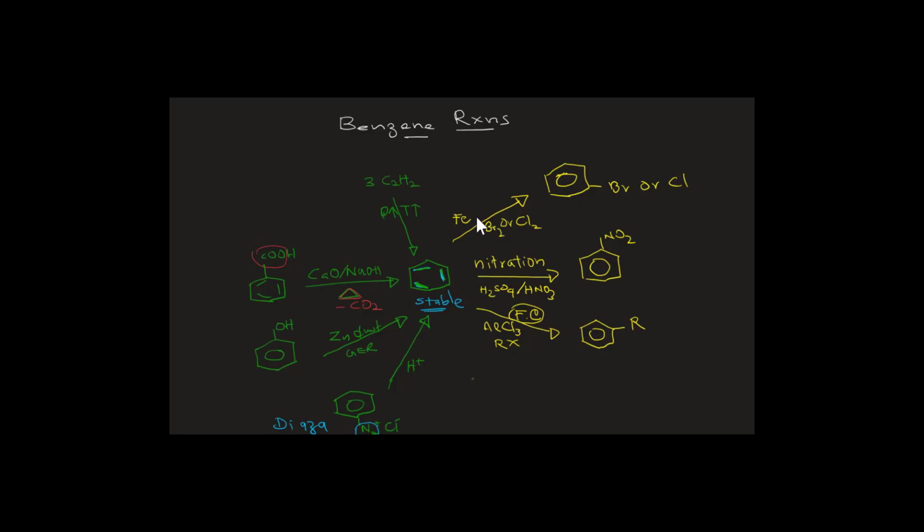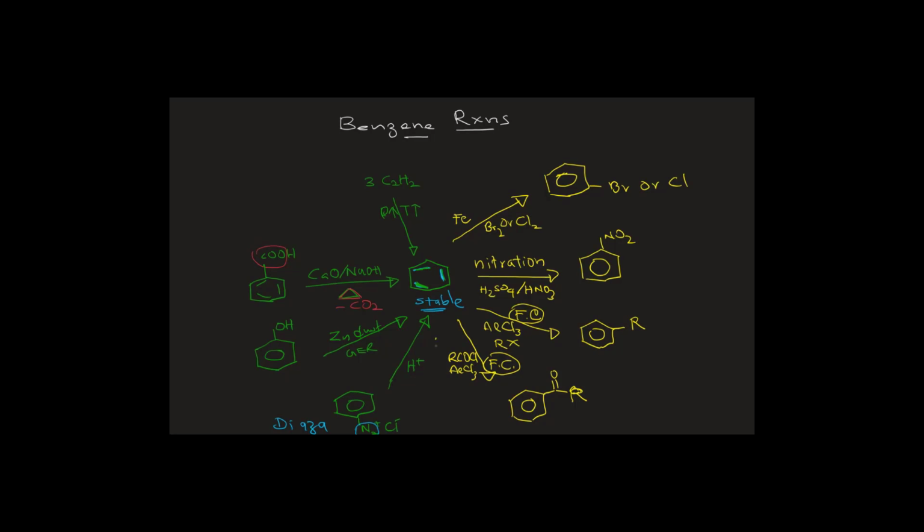What are the other reactions we have? We can also get an acyl group attached to the benzene ring. That's basically still the Friedel-Crafts reaction, but in this case you're using acyl chlorides. It's similar to the alkylation of benzene, and that will give you that.